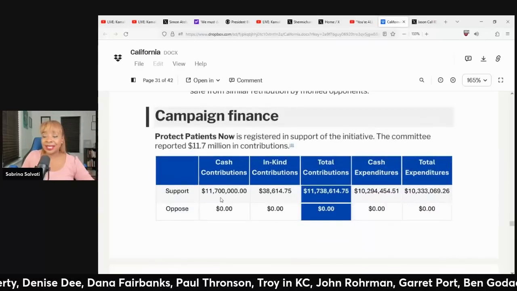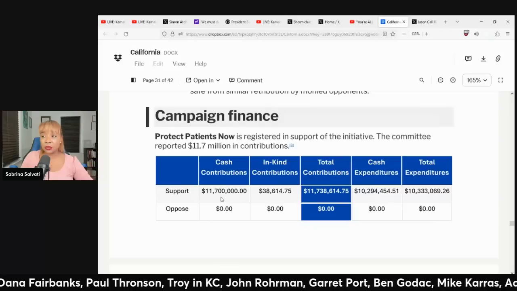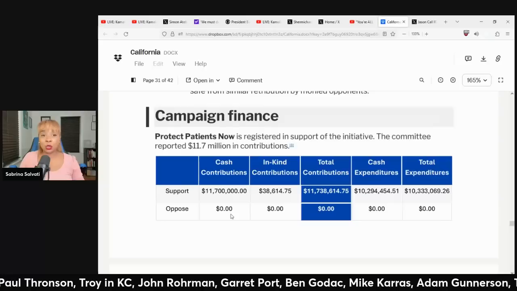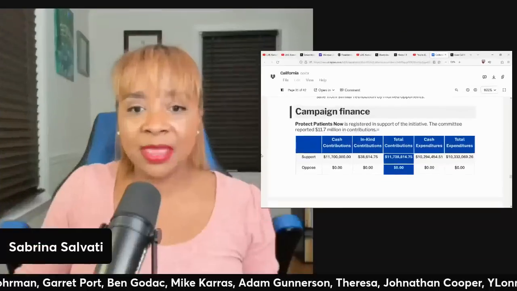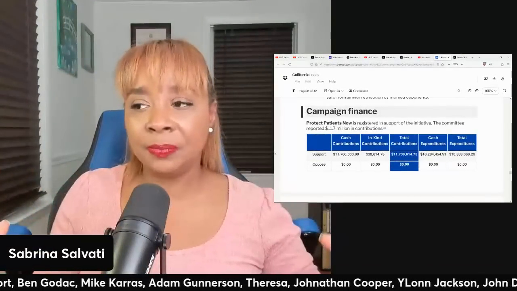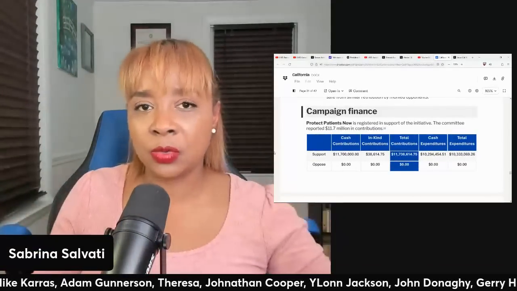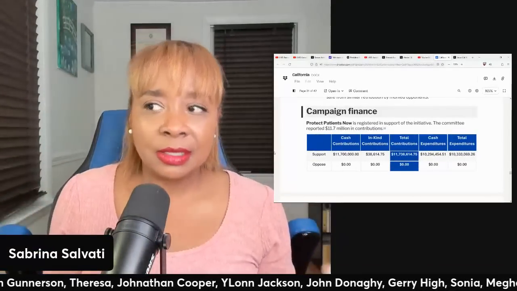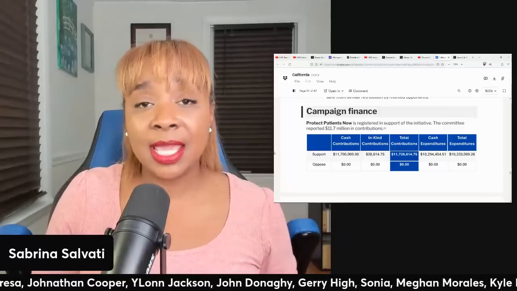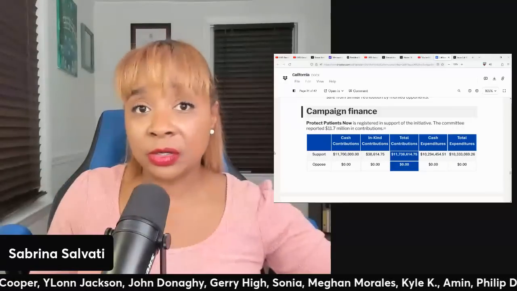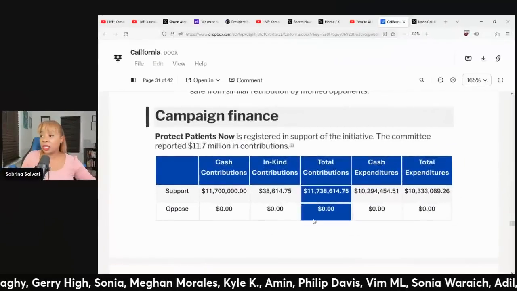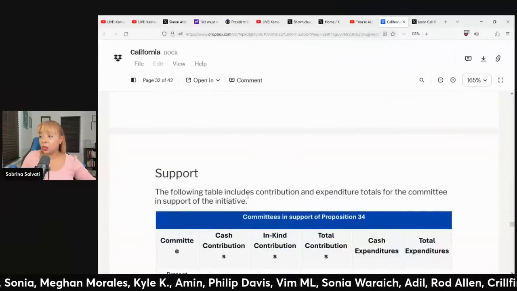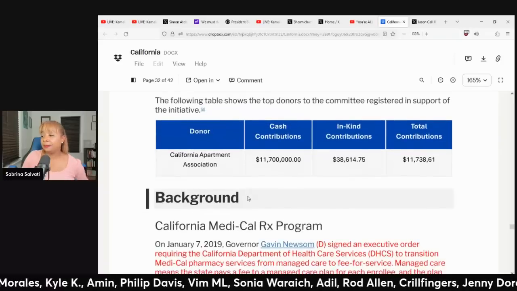Over 11.7 million is spent to support this measure, and there's no money spent to oppose it. So I think you can kind of imagine where this is going to go. What I mean by that is whichever side has the most money can run more ads. They can have more mailers go out to residents. So that's why I say usually whichever has the most money is the way that it goes.